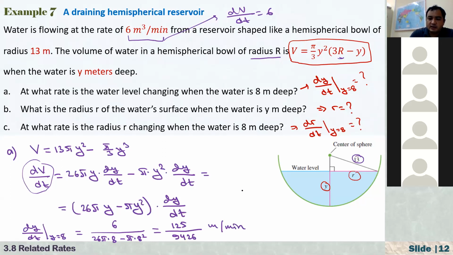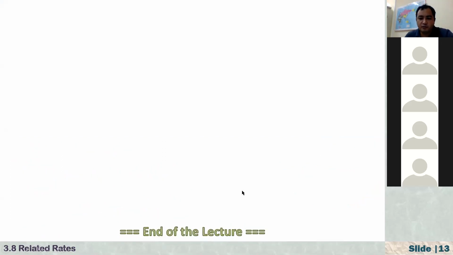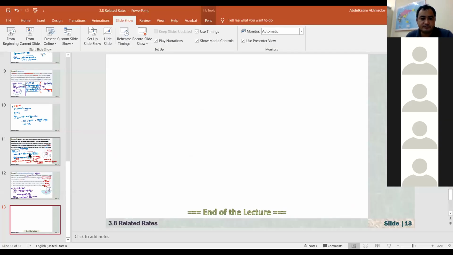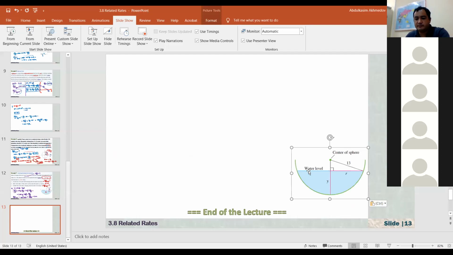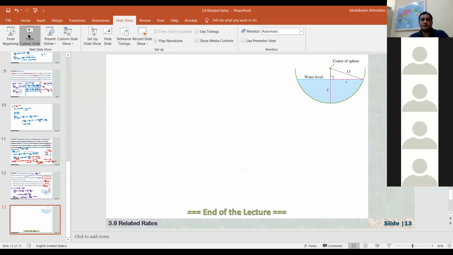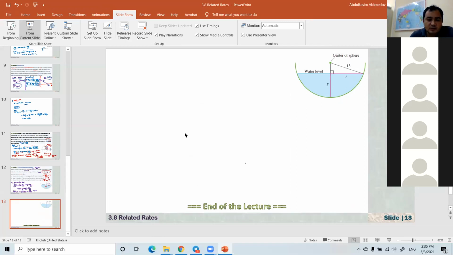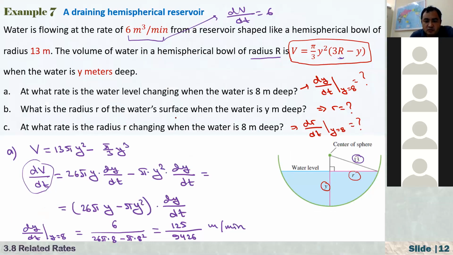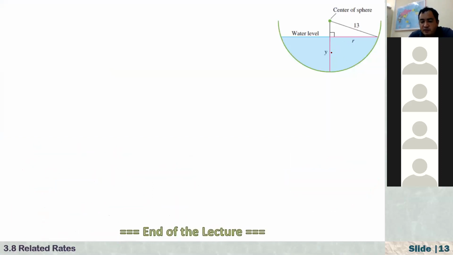The second part is, how do you find the second part? I need to find v. I need this picture. And question B says, what is the radius R of the water surface when the water is y meters deep? So what is R from here? If this one is y, the radius is 13. So this remaining part should be 13 minus y. And this radius is R, right?